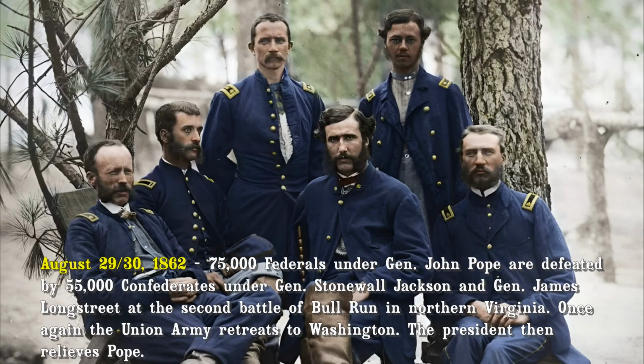August 29, 1862. 75,000 Federals under General John Pope are defeated by 55,000 Confederates under General Stonewall Jackson and General James Longstreet at the Second Battle of Bull Run in Northern Virginia.